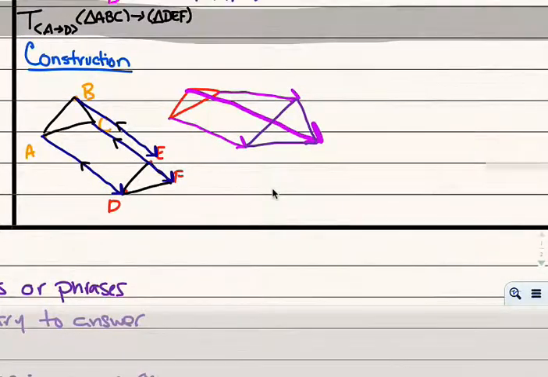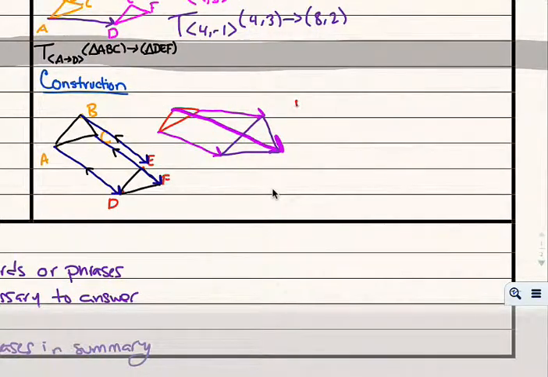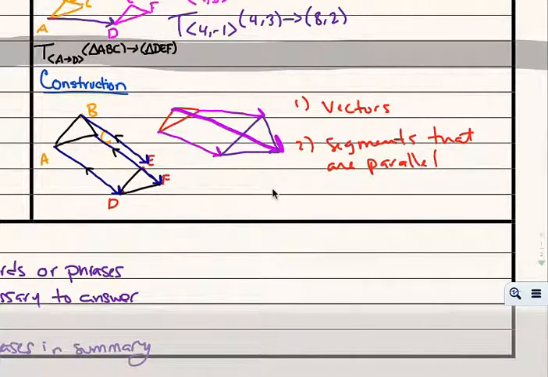So you could really say two different things. If you want to construct something that can confirm a translation, you're going to have to construct either congruent vectors, same size vectors, or two segments that are parallel and congruent. Which again amounts to the same thing, and I forgot I left a word out of there. I should have said same vectors.